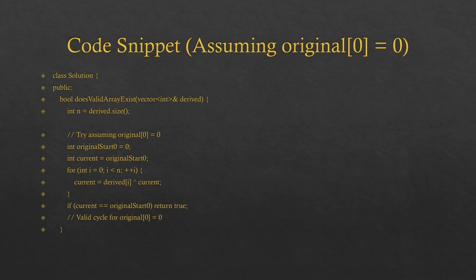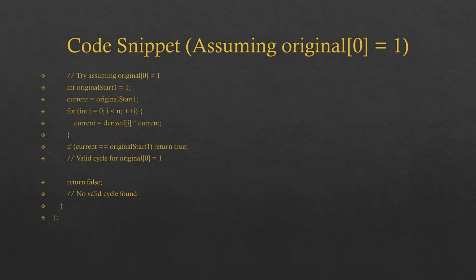Here is the code implementation for the first part. We start by assuming that original[0] equals 0, and then we compute the subsequent values in the original array. If the final value matches original[0], we have a valid solution. In the second part of the code, we repeat the process assuming original[0] is 1. Again, we compute the values iteratively and check if the last computed value equals original[0]. If it does, we return true, meaning a valid original array exists.